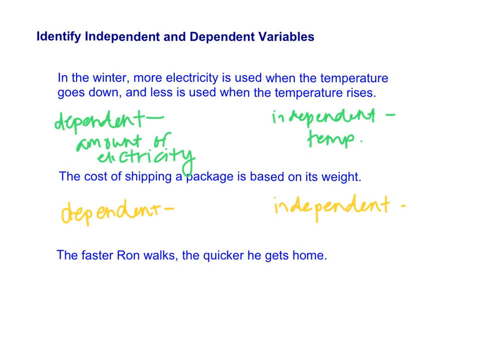All right, so the independent variable is going to be the weight. And then depending on what the weight is, that will give you the cost. So the cost is dependent upon the weight.